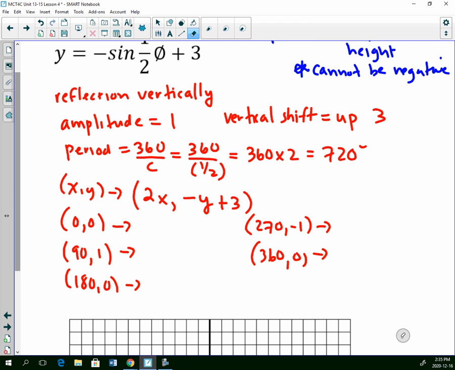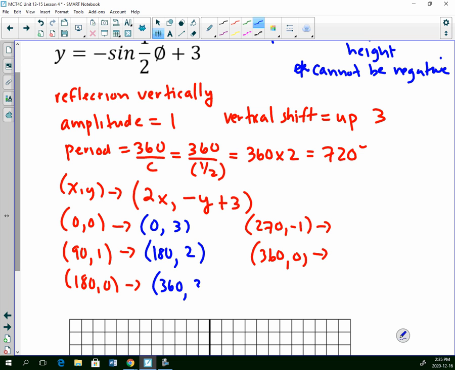And then we're going to apply these mapping notations. So the x we're going to double, so 2 times 0, and the y will be -y plus 3. So double, and then -1 plus 3 is 2. Double, and then 3. Double, and then negative times a negative is a positive, so 1 plus 3 is 4. And then 720 and 3.